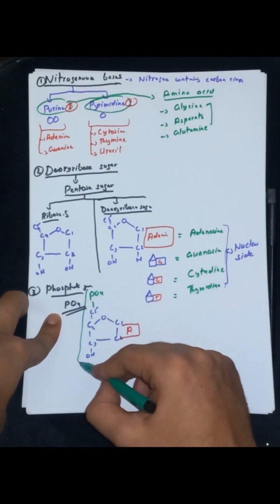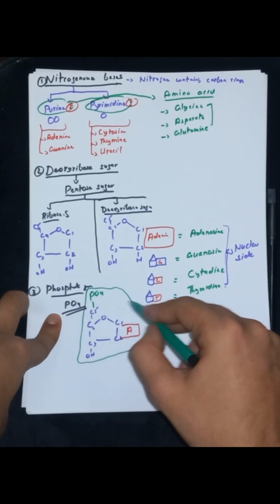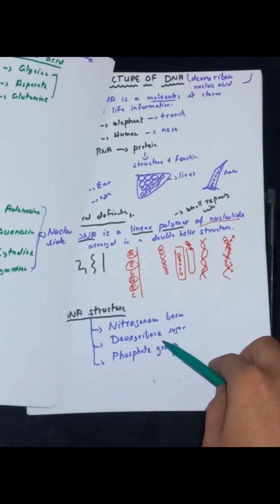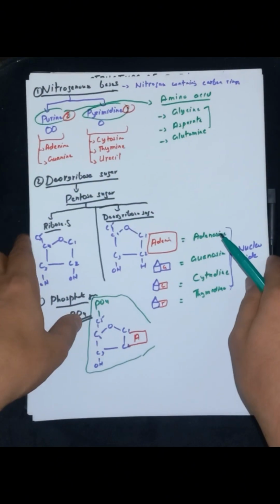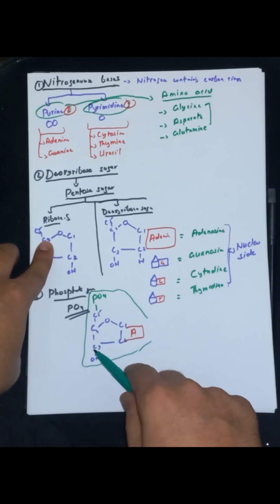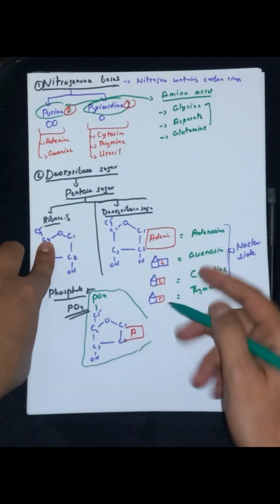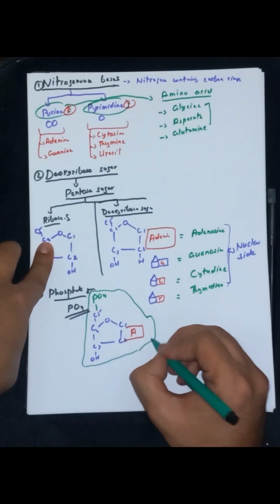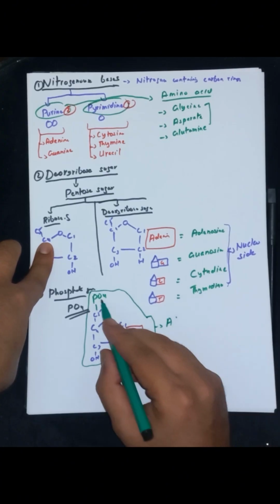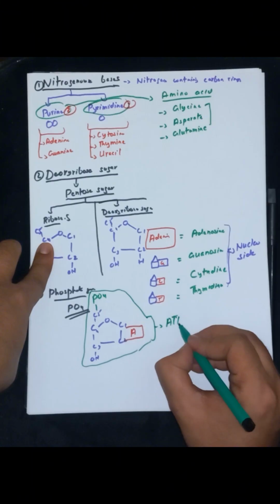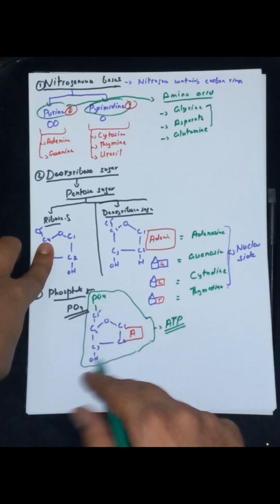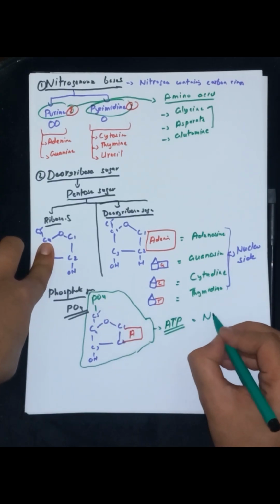So now this whole phosphate group is attached. So we have got all our three things here: nitrogenous base, deoxyribose sugar, and phosphate group. So where are our nitrogenous base, deoxyribose sugar, and phosphate group? So what has it become now? This is an adenosine, and these are the phosphates. So it is adenosine triphosphate, ATP, and this is a nucleotide. These three have combined and it has become a nucleotide.